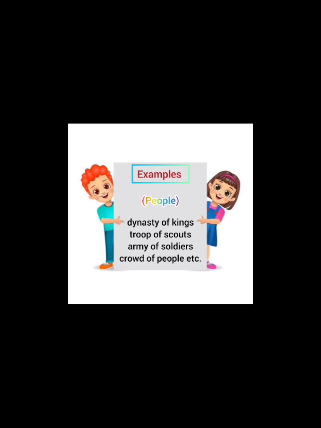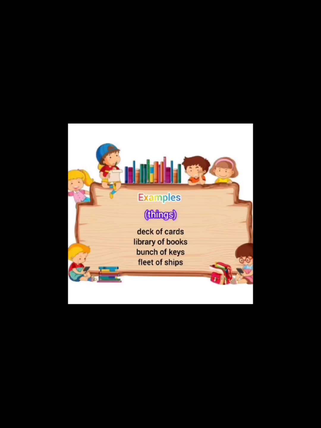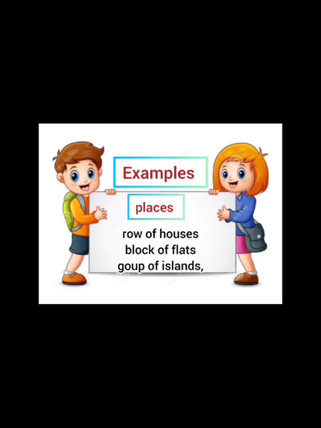As far as names of things are concerned: deck of cards, library of books, bunch of keys, fleet of ships. Examples of places: row of houses, block of flats, group of islands. These are specific names that have been given to specific groups. Must keep one thing in mind, that this collection consists of only one single unit.